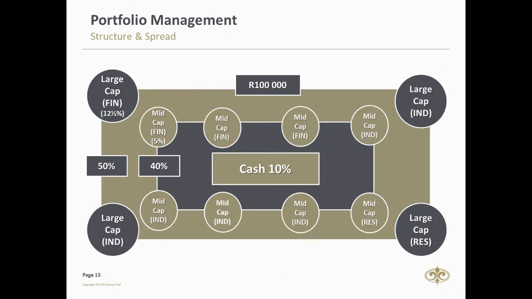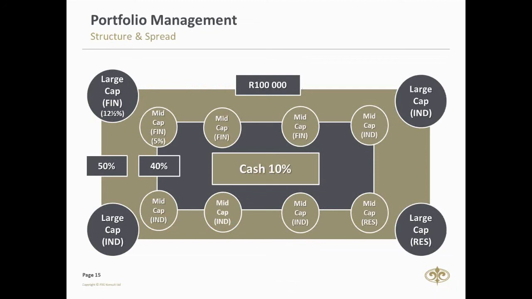I'm structuring my portfolio along the lines of quality, but also if you can look at the scenario, if I've got 100,000 Rand, I'm allocating 50% to large caps and 40% to mid caps. In this example, I'm also keeping maybe 10% in cash. Now, this works 2 ways. Number one is I don't want to be fully invested.